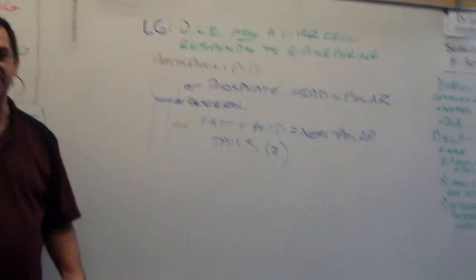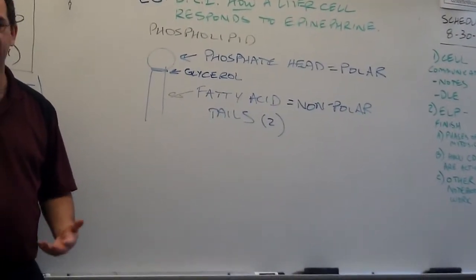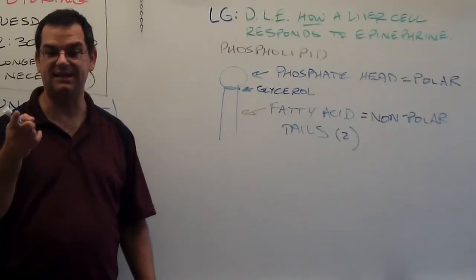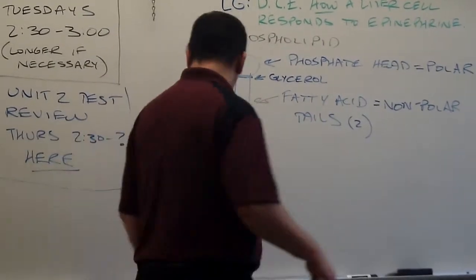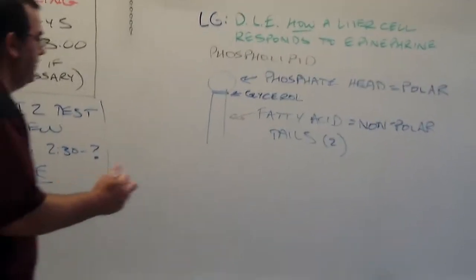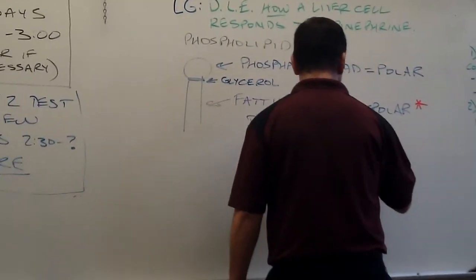All right. Now, what is the purpose of that bilayer? What is its overall function? Separate the inside from the outside. To separate things, to act as a barrier. To separate the inside from the outside. You are correct. So, it is this non-polar fatty acid tail that is a barrier.